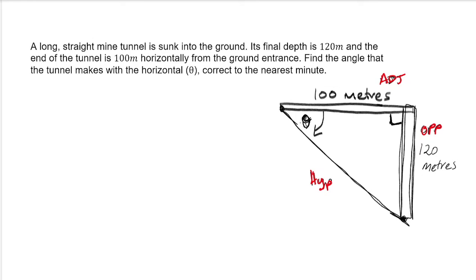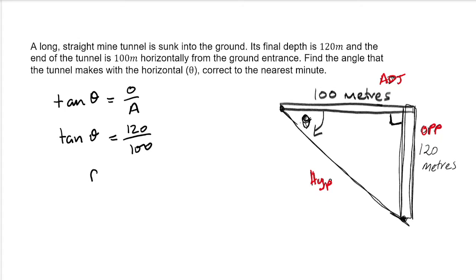So first things first, we need to know which ratio we're going to use. You can see the hypotenuse doesn't have a distance on it, so we can't use sine or cosine. So we have to use tan. That is the opposite side over the adjacent side. Let's pop in what we know. We don't need tan theta just yet, but we do know the opposite side, which is 120, and we do know the adjacent side, which is 100.